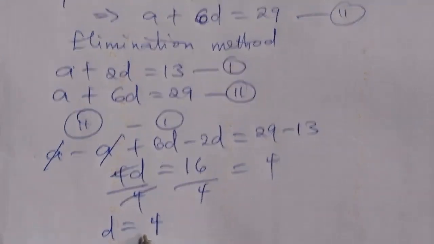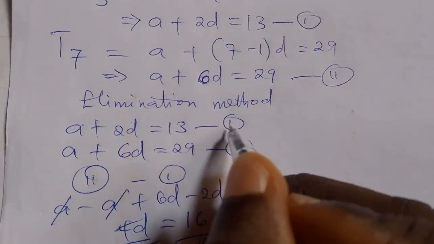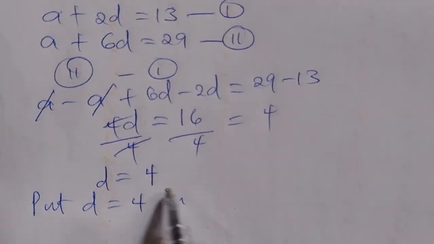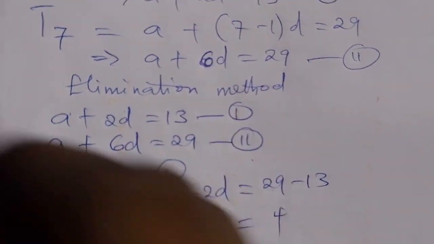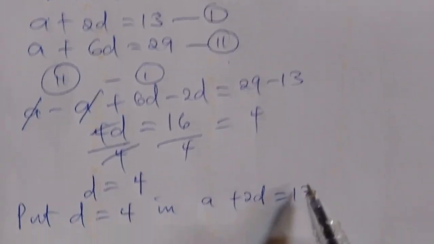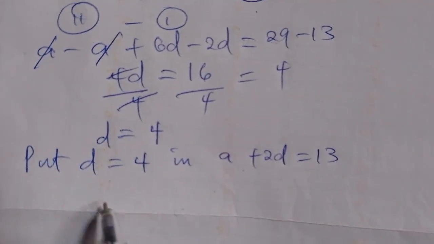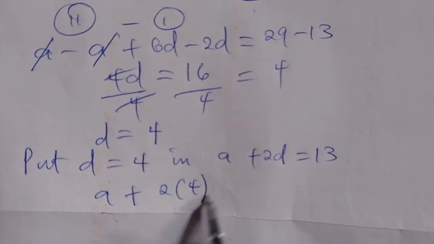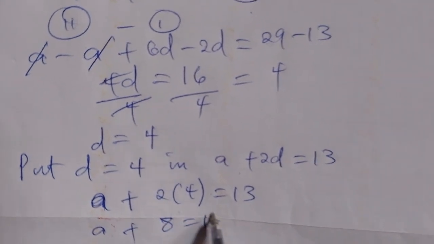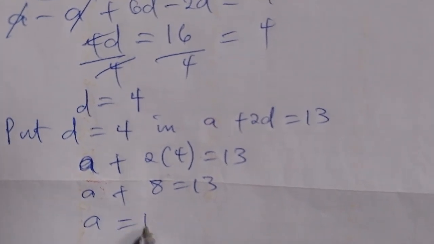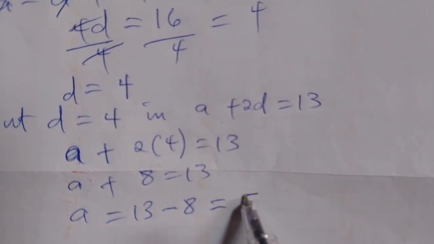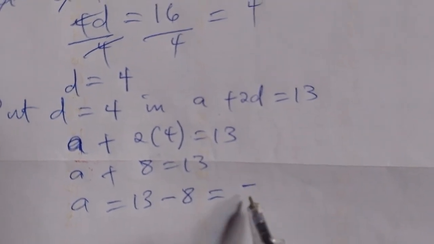So since my common difference is 4, what I'm going to do now is go back to equation 1 and put d equals 4 in. I can use equation 1 or equation 2, but I'm going to use equation 1. So that will be a plus 2d equals 13. Anywhere I see d, I'm going to put 4. So that will be a plus 2(4) equals 13, so a plus 8 equals 13. So a equals 13 minus 8, and 13 minus 8 is 5.